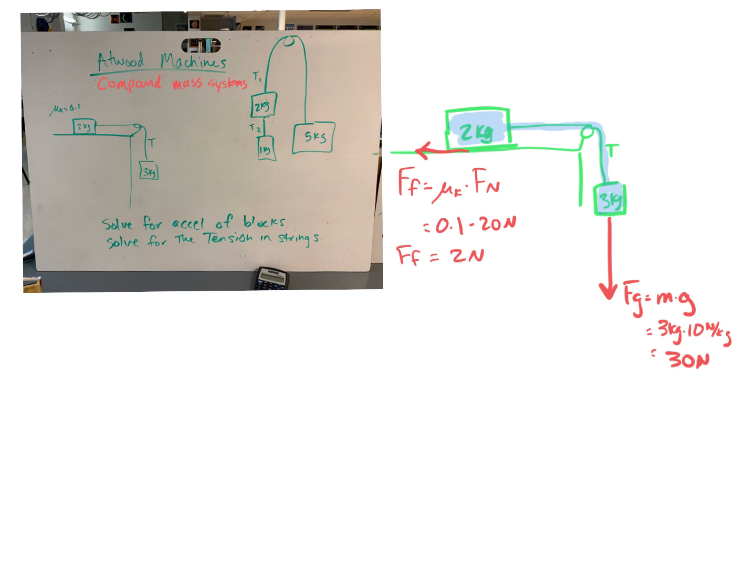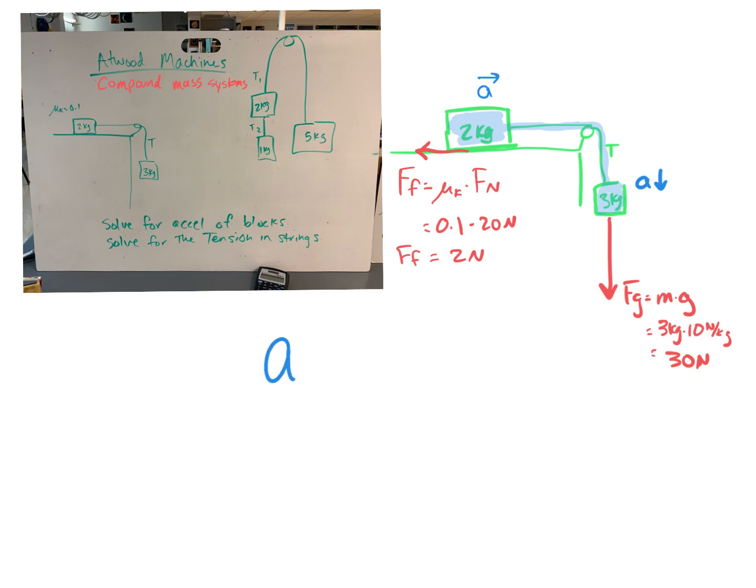So this tug of war happening of 30 newtons down on this side of the system minus the 2 newtons opposing gives us 28 newtons total of force trying to accelerate that system. So what I think is helpful is I like to draw what the acceleration is doing at each mass. This mass would be accelerating down. This mass is accelerating to the right. And we'll come back to that when we actually solve for the overall acceleration of the system.